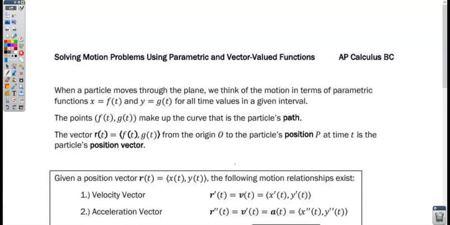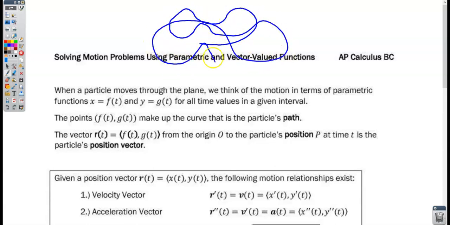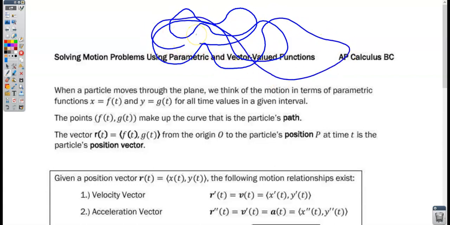When a particle moves through the plane, if we think about the motion in terms of the parametric functions x equals f of t and y equals g of t, we can imagine this particle or whatever object moving all around in the plane as time passes by. The points f of t, g of t make up a curve that describes the particle's path, and that path could look like all kinds of things traveling around in the plane. The vector r of t, which is f of t, g of t, from the origin to the particle's position, is what's known as our position vector.